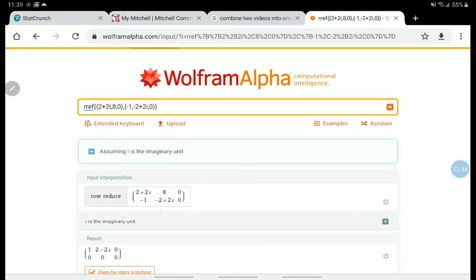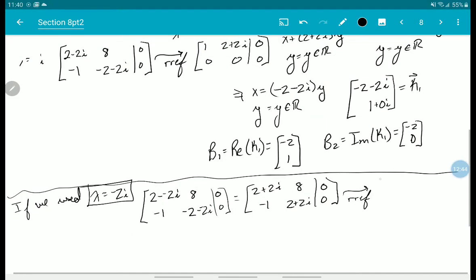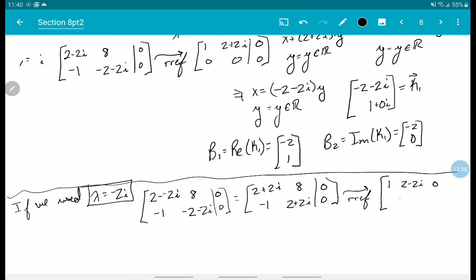So here's our double check. Make sure that you typed in the correct matrix. And then here's what we got. So we ended up with 1, 2 minus 2i, and 0. And then 0 is down here. So this says x is equal to negative 2 minus 2i times y. And y could be anything. So I'm going to distribute negative 2 plus 2i times y.